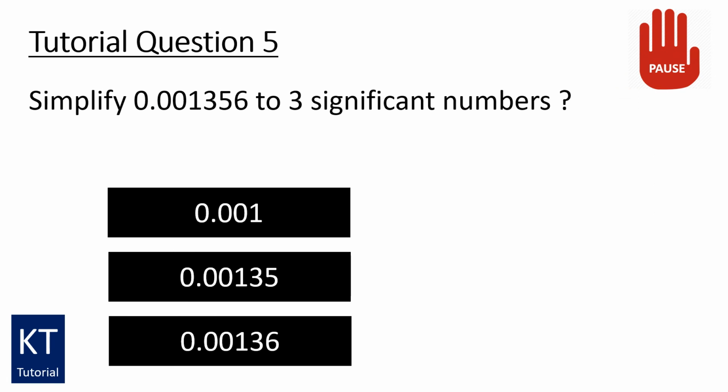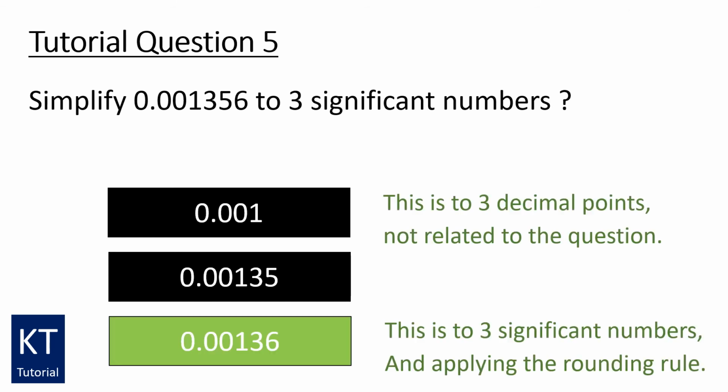Tutorial question 5. So do press the pause button as required. The question reads as, simplify 0.001356 to 3 significant numbers. If you pick 0.001, this is the representation of 3 decimal points and is not related to the question. If you pick 0.00135, this is a 3 significant number, but yet applying the rounding rule. The correct answer is 0.00136.